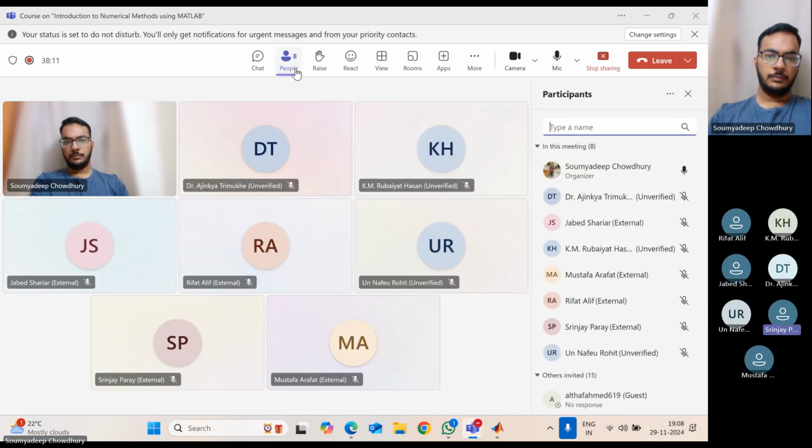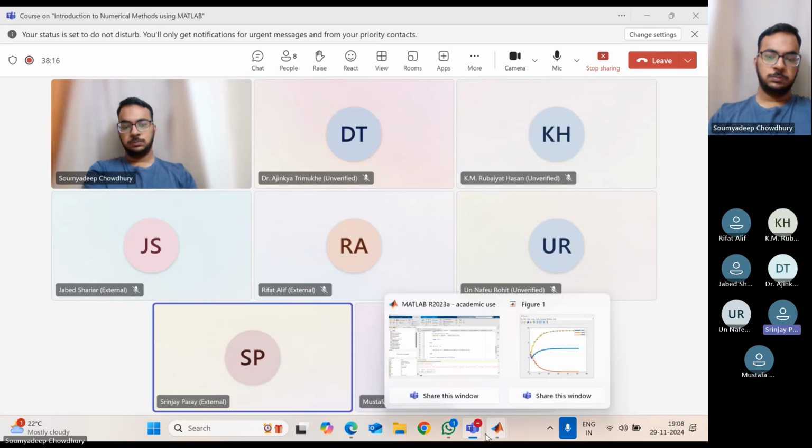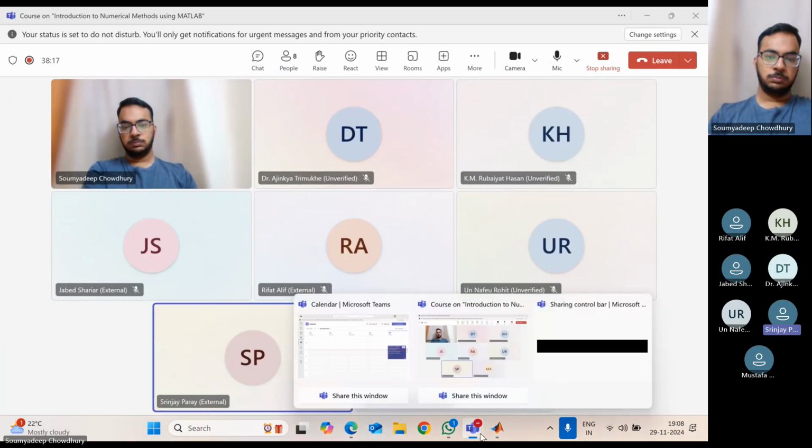I have a doubt, that is the plot of x in bracket x under bracket 1 comma colon. What does it mean? Can you again tell that?